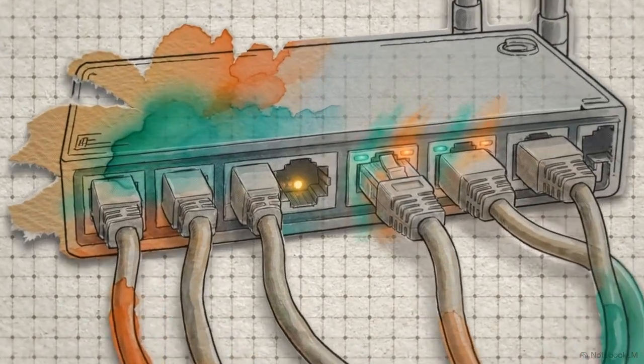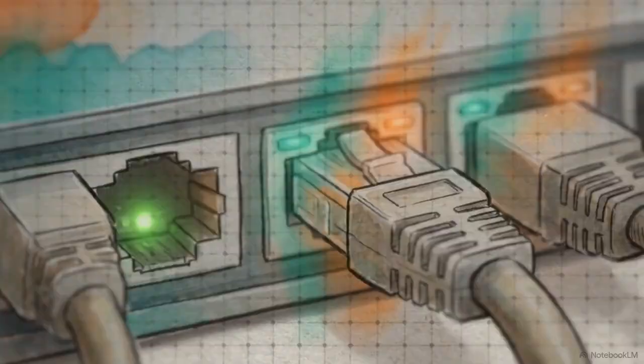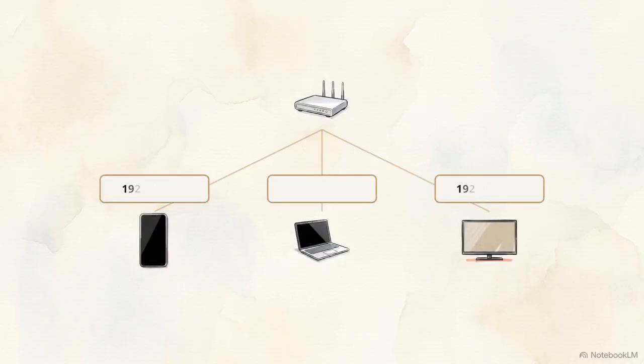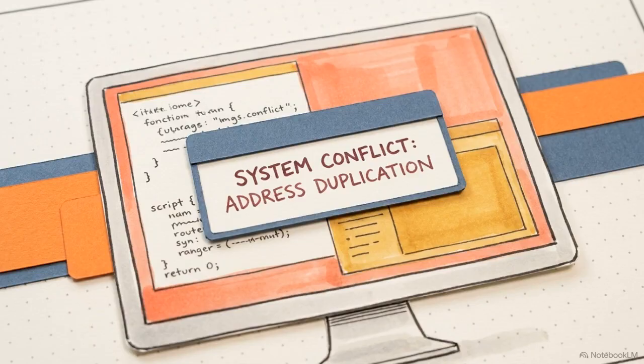Look closely at the back of any standard home router, right where the physical network cables plug in. Every local device connected to this piece of hardware, your laptop, your phone, your smart TV, is assigned a private IP address. These local addresses usually look something like 192.168.1.10. Inside your living room, that address works perfectly, but there is a massive mathematical catch.